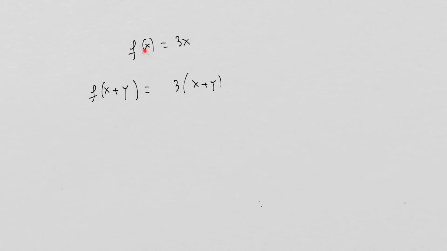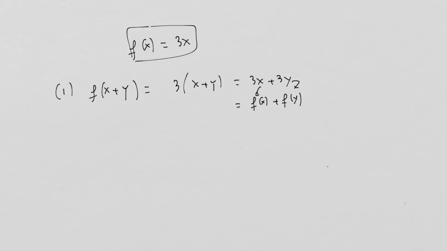Isn't that true? The function says multiply 3 by the inputs. So we're going to multiply 3 by the inputs. Now, we know for a fact that this is 3x plus 3y. I have the right to distribute the 3, right? And then, we know for a fact that this is f of x and this is f of y, by definition.